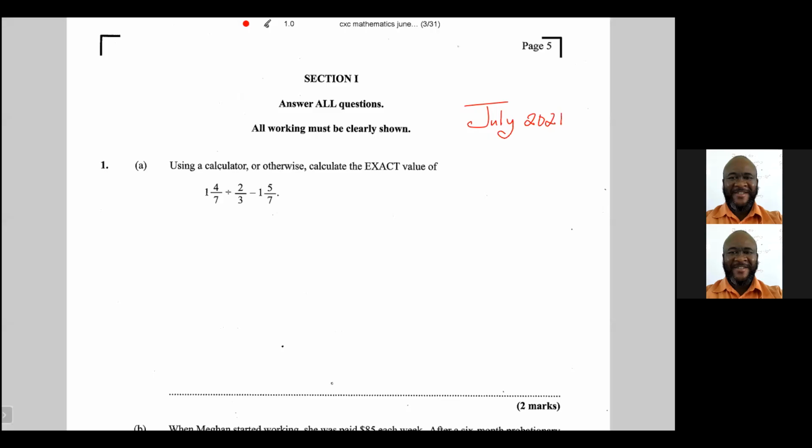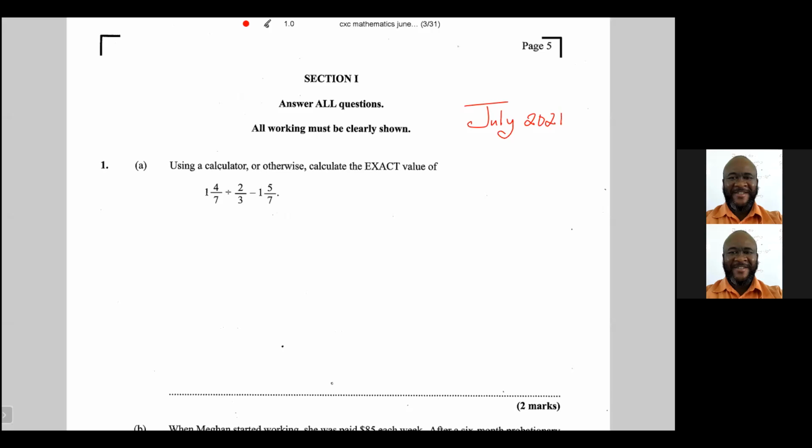All right, so this is question number 1 from the July 2021 paper. Question 1A says, using a calculator or otherwise, calculate the exact value of 1 and 4 over 7 divided by 2/3 minus 1 and 5 over 7.